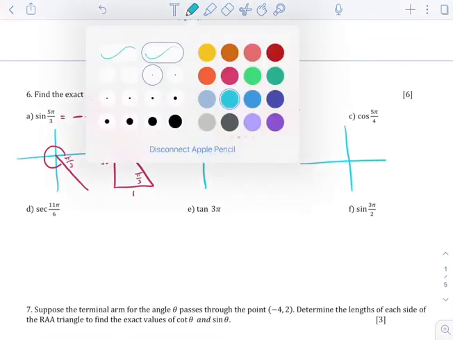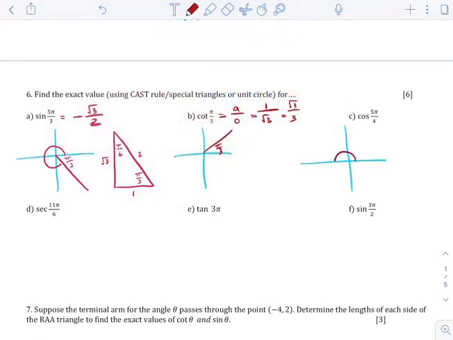Cos 5 pi over 4. Well, this will be 4 pi over 4, right? 1 full pi. So just a little bit more. So we must be in this quadrant, pi over 4.